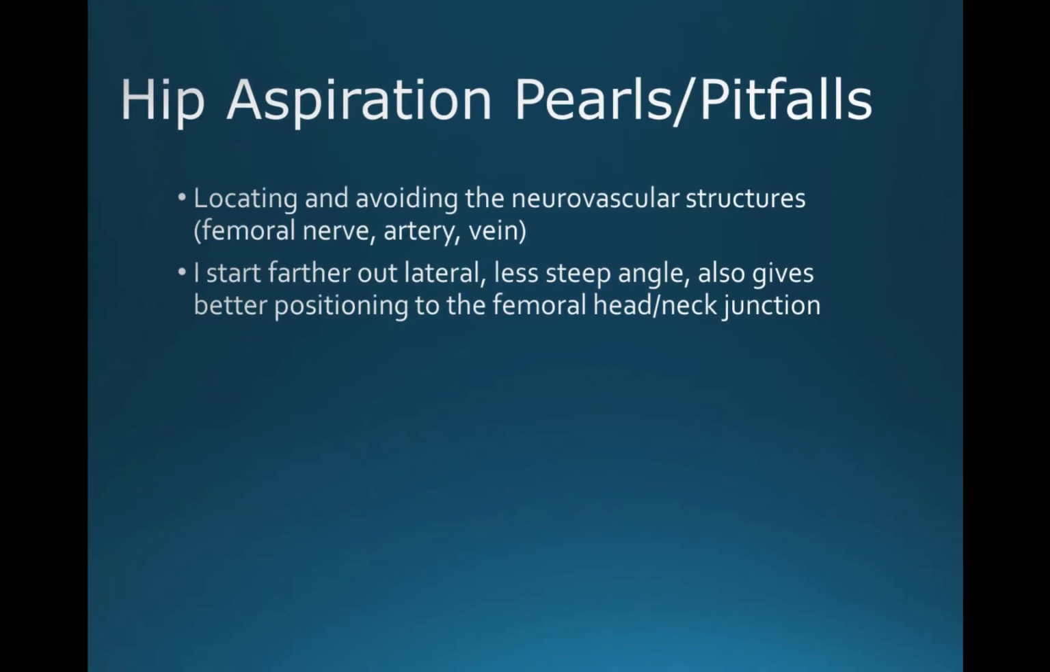Some hip aspiration pearls and pitfalls. Obviously we want to locate and avoid the neurovascular structures, the nerve, the artery, and the vein. A clinical pearl for myself is I'll start out kind of like the knee. I will start out further lateral, and this requires a less steep angle. It also gives you a better positioning to the femoral head-neck junction, which is the most common place to get that effusion. And I feel like this even helps you avoid the neurovascular structures even better.